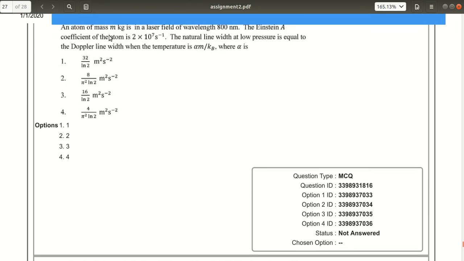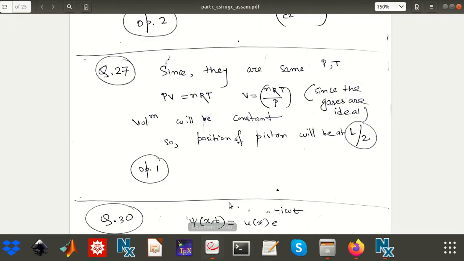So now, an atom of mass m kg is in a laser field of wavelength 800 nanometer. The Einstein A coefficient is 2 into 10 to the power 7 second inverse. The natural line width of the low pressure gas is equal to the Doppler line width when the temperature is alpha m by kB, where alpha is. So we need to find the value of alpha.